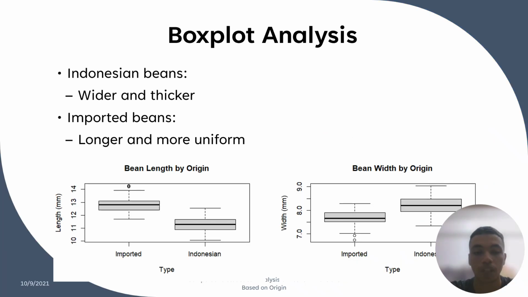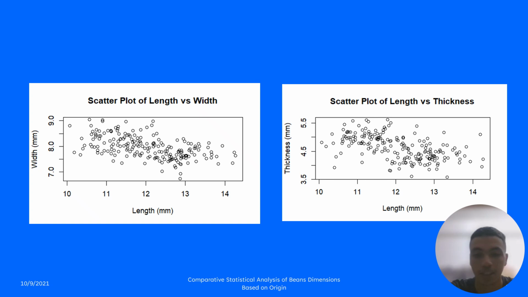Okay, now let's move to the next. The box plot analysis. The box plot clearly shows differences between bean origins. Indonesian beans have a higher median width and thickness, and greater variability. Imported beans, as you can see, have a higher median length and are more uniform. So these visualized results support the descriptive statistics that we talked about.